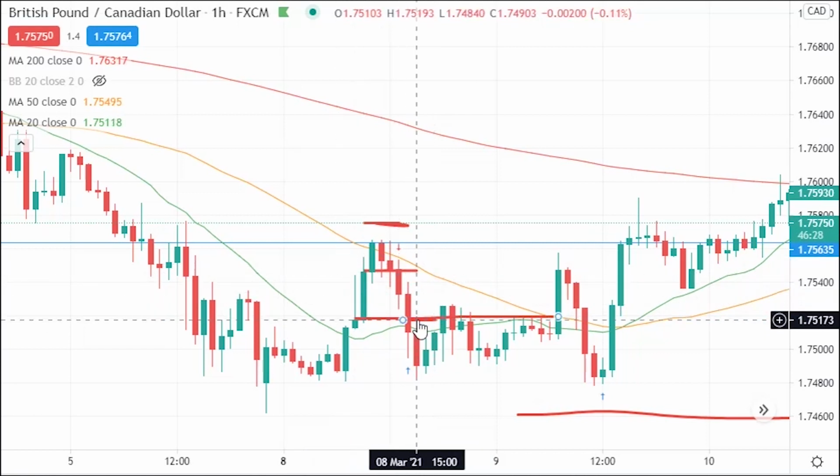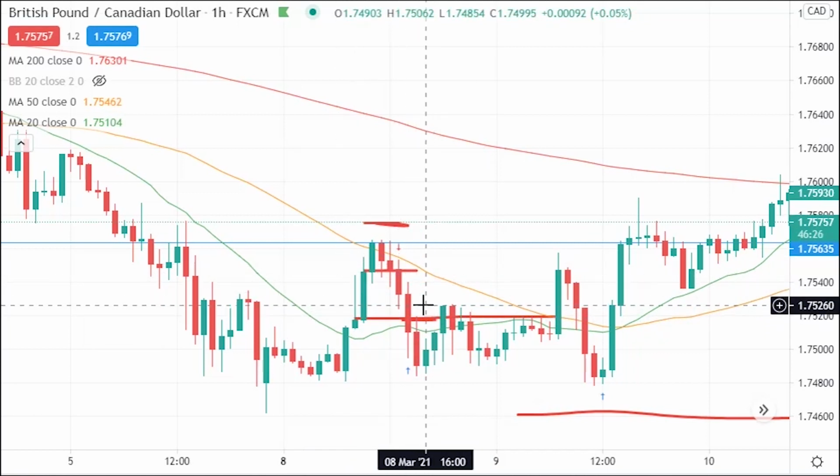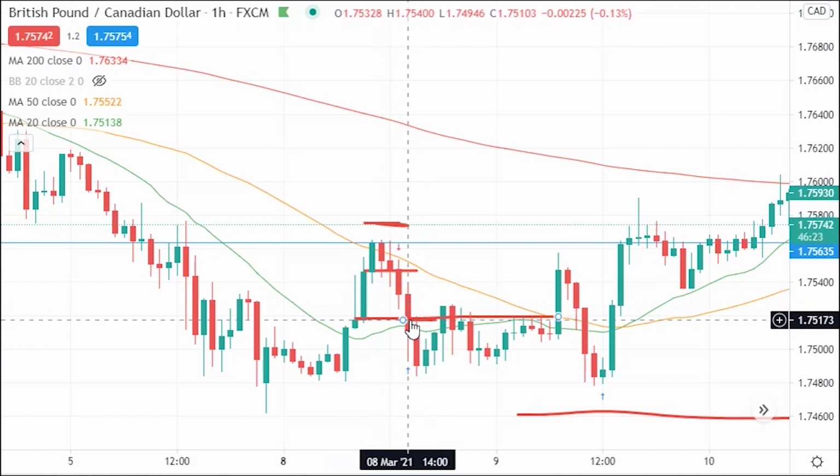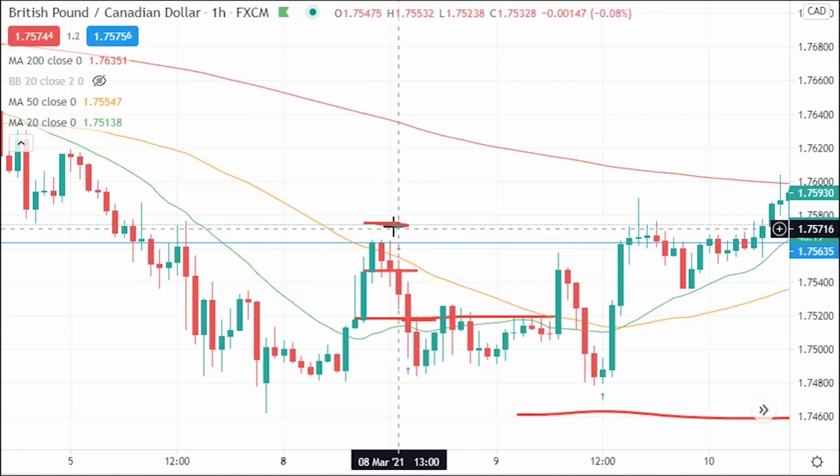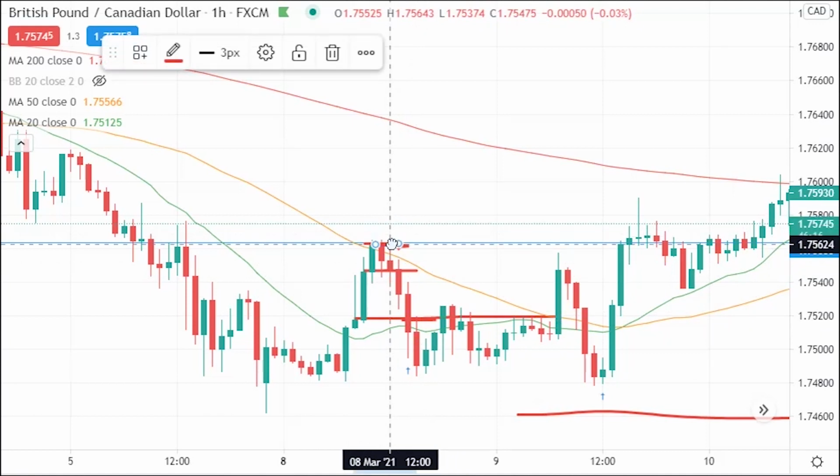Now, when price hits our TP1, it's gonna close half the trade, right? We would set a buy limit there for half of the trade, and it would close half the trade. And then what we'll do is we'll drag this stop down to entry.